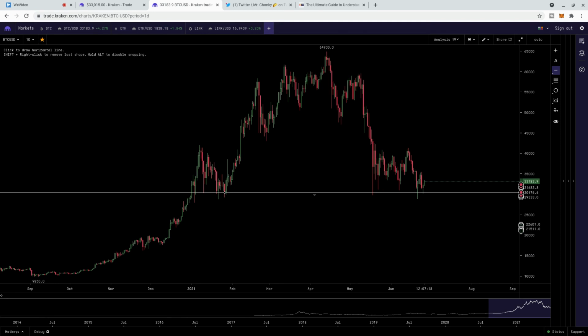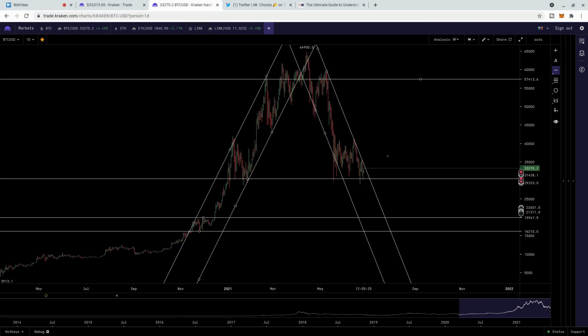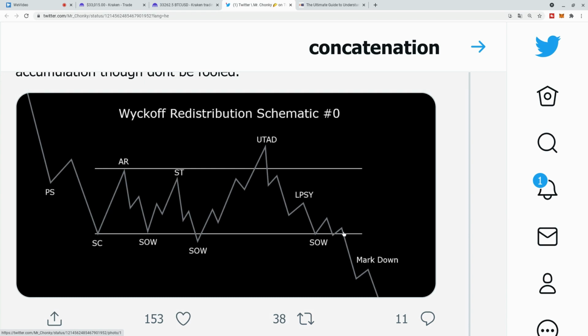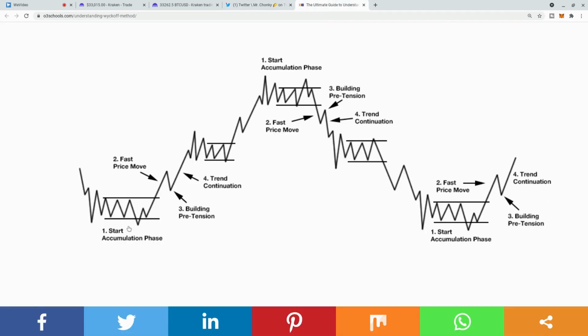I'm going to draw this whole thing back in. I'll be right back. Okay, I got my little frame built back in here. Okay, so here, the next time we come down to support is where we're going to dump. Here's a Wyckoff distribution right here, cycle from start to finish.